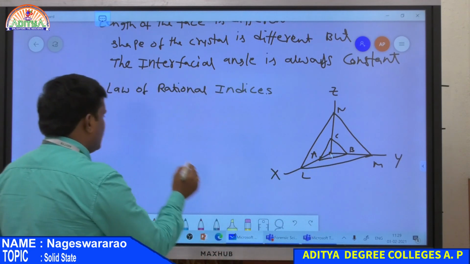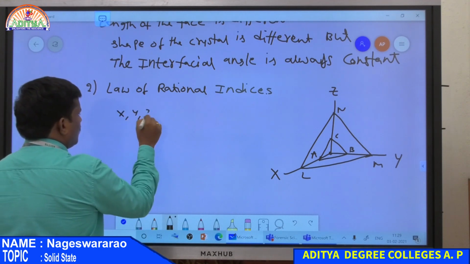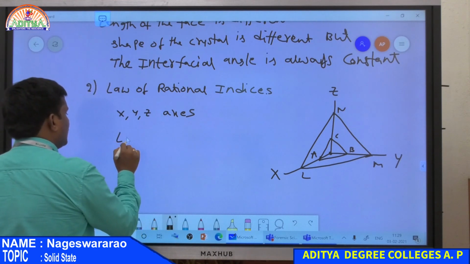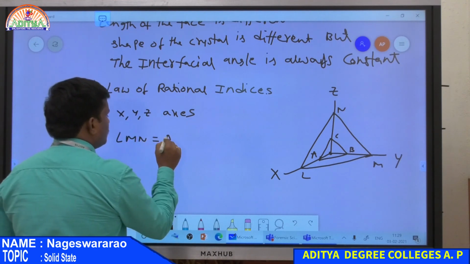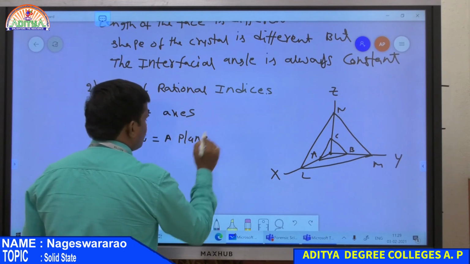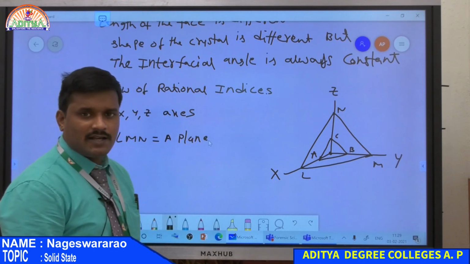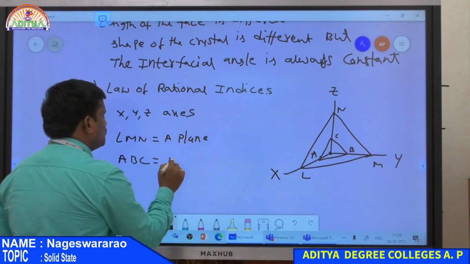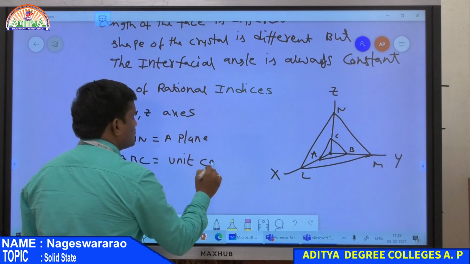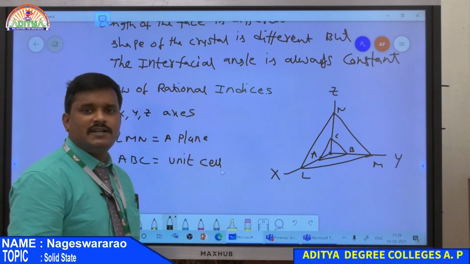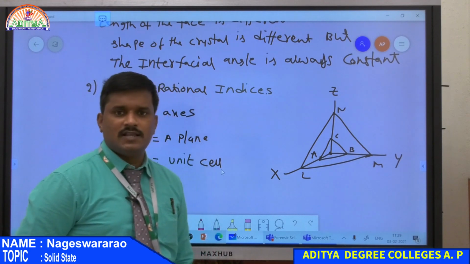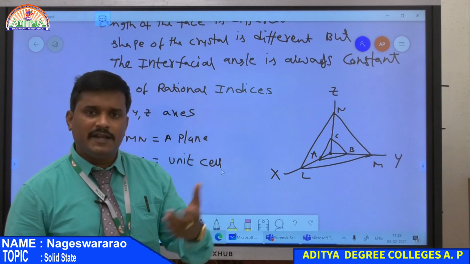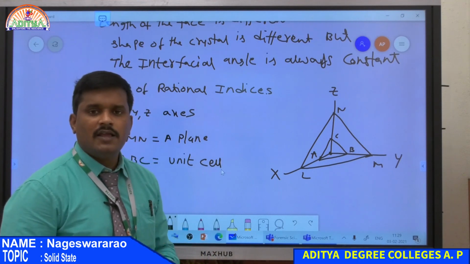So look at the diagram. X, Y, Z are the coordinate axes, and L, M, N is a plane present in the crystal, and ABC is a unit cell. The smallest repeating unit present in a crystal is known as the unit cell. That means every crystal is associated with a number of smallest repeating units. That repeating unit is nothing but a unit cell.